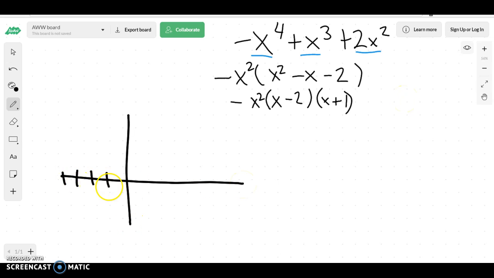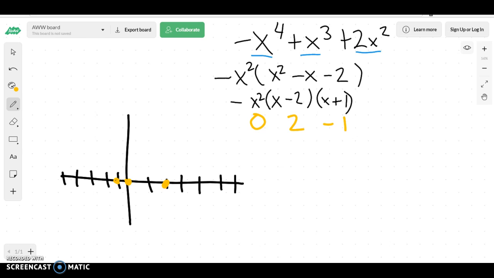And we just give it some tick marks. And we could graph the zeros. We know we're going to have a 0 at 0, we're going to have a 0 at 2, and we're going to have a 0 at negative 1. So that's where we will plot them. Then we just have to kind of see what the line does.